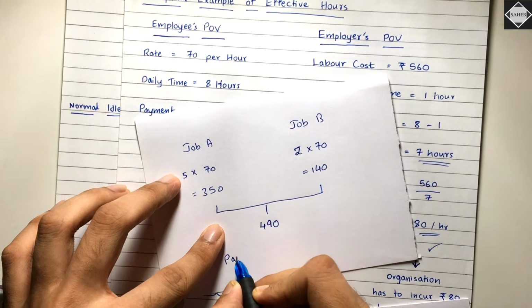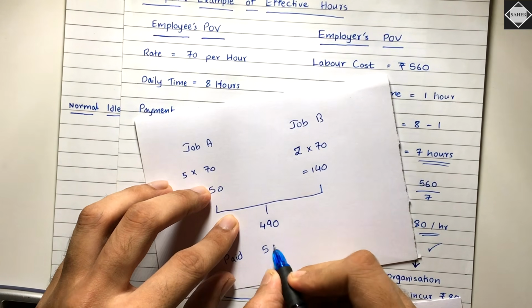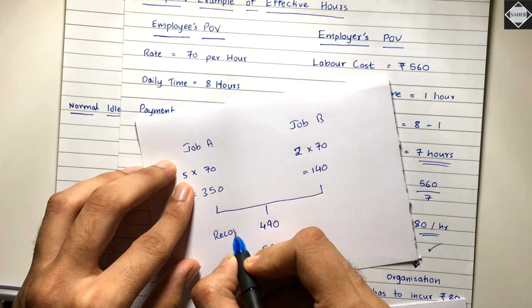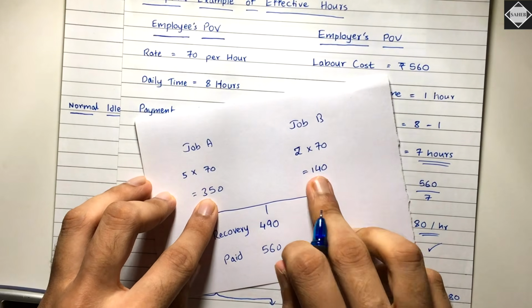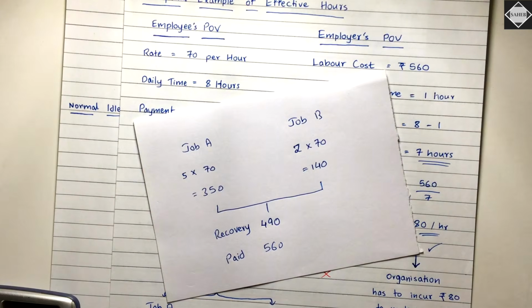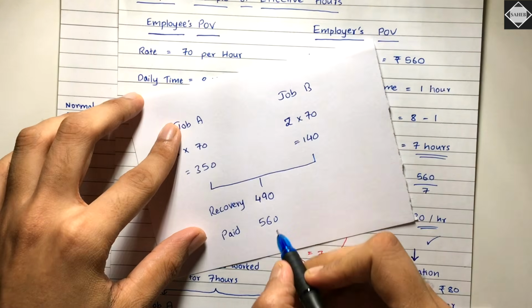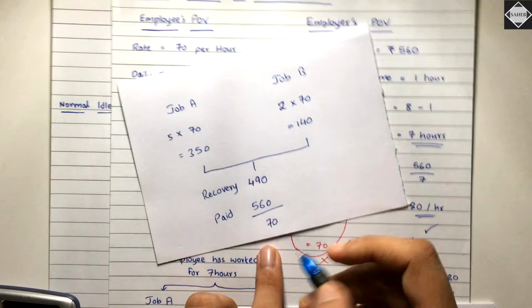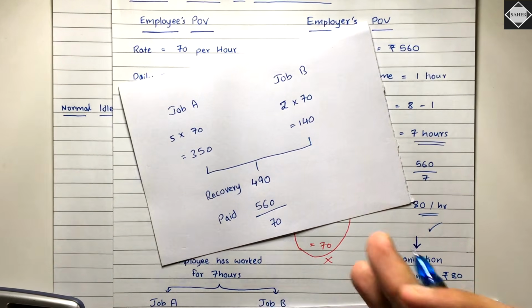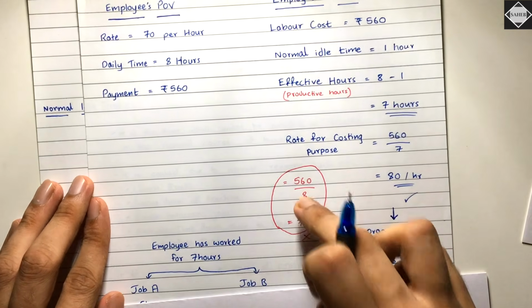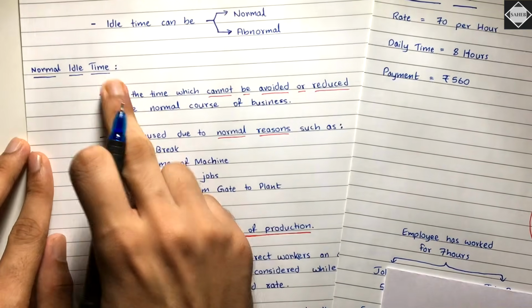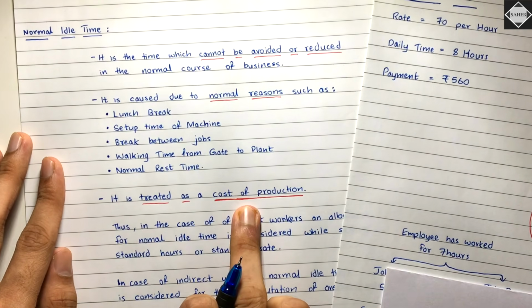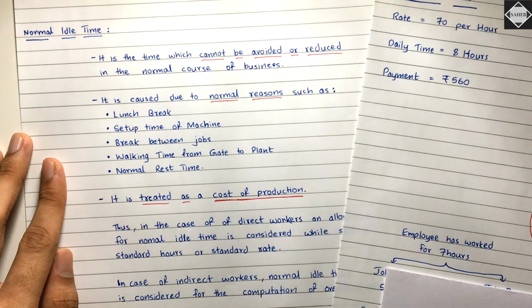See here, you have paid your worker 560 and you're making recovery. Do you understand what recovery is? This 350 and 140 will be added to the labor cost of these jobs, and then recovered from the customer. They will charge the selling price and recover the money from the customer. So see, there is a difference. 70 difference is there. From whom will you recover this 70 rupees? If you follow this method, normal idle time is not treated as a cost of production.